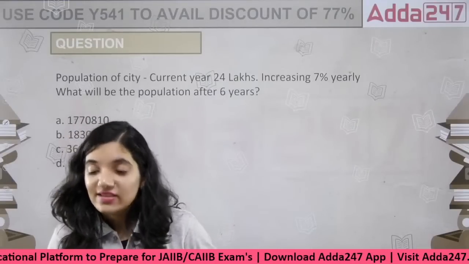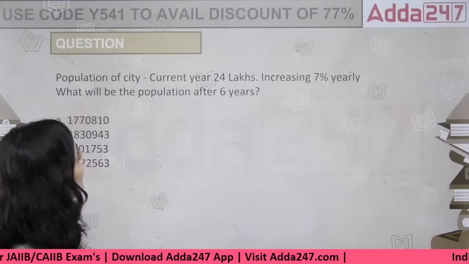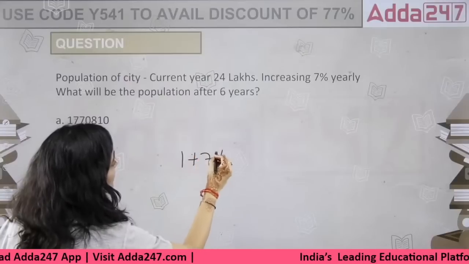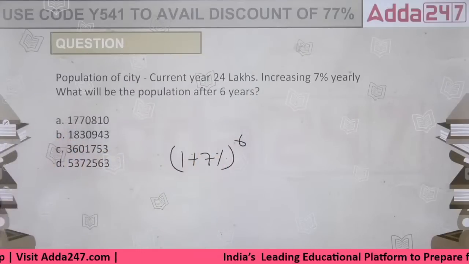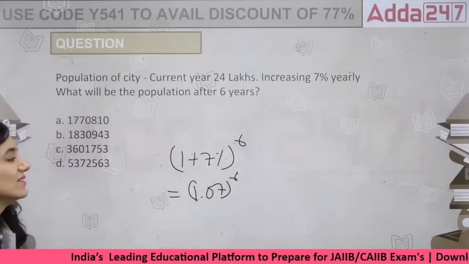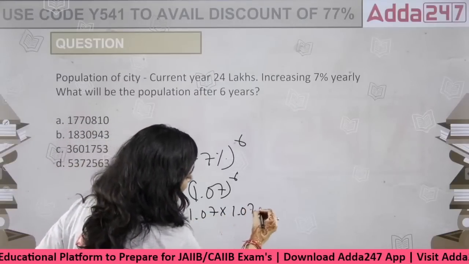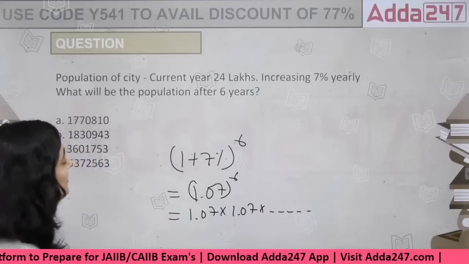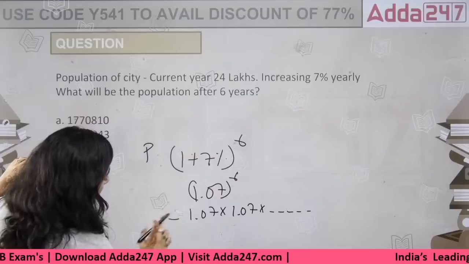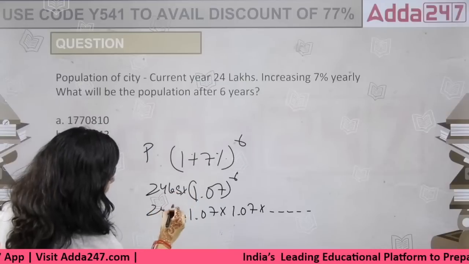So the population of the city current year is 24 lakhs, increasing 7% yearly. What will be the population after 6 years? If we want this value after 6 years, what will we do? 24 lakhs is the current one now. So let's add 1 plus 7% every year for 6 years. How can we calculate it? It would be 1.07 raised to the power 6 for those years, right? So in this case, whatever answer is coming, it would be 1.07 multiplied by 1.07 multiplied by, and whatever value comes out to be, we'll multiply it with the principal here. The principal was 24 lakhs, right?